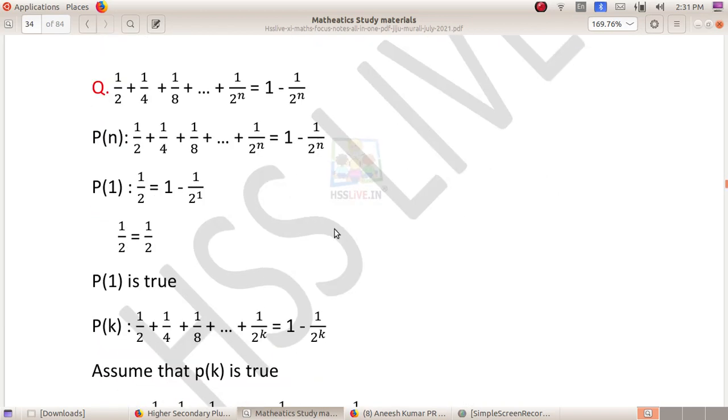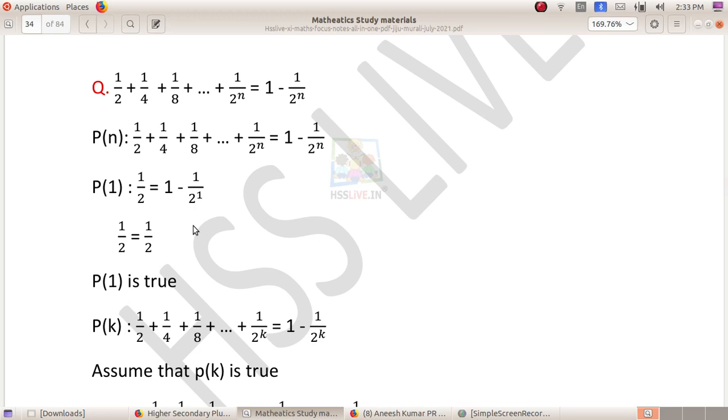Then the next question: 1/2 + 1/4 + 1/8 + ... + 1/2^n = 1 − 1/2^n. As our first step, put n = 1, that is P(1). That is only the first term, 1/2. Then on the right, 1 − 1/2^1. 2 raised to 1 means 2. So 1 − 1/2, that is 1 minus half, that is half. Half equals half. Therefore it is true for n = 1.